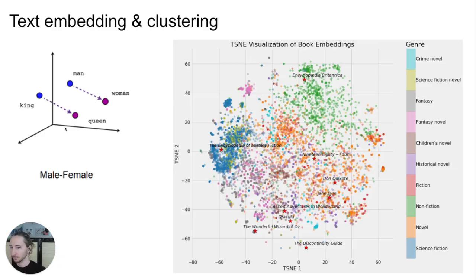There's a famous example where we have king and queen, then men and women. And when we do this, we find this nice interaction where they have similar relationships. We see similar things with Japan and sushi, and Italy and pasta, where they have similar relationships. On the right here is a plot showing various books embedded and the clusters of those books, of fiction and nonfiction at the top here.